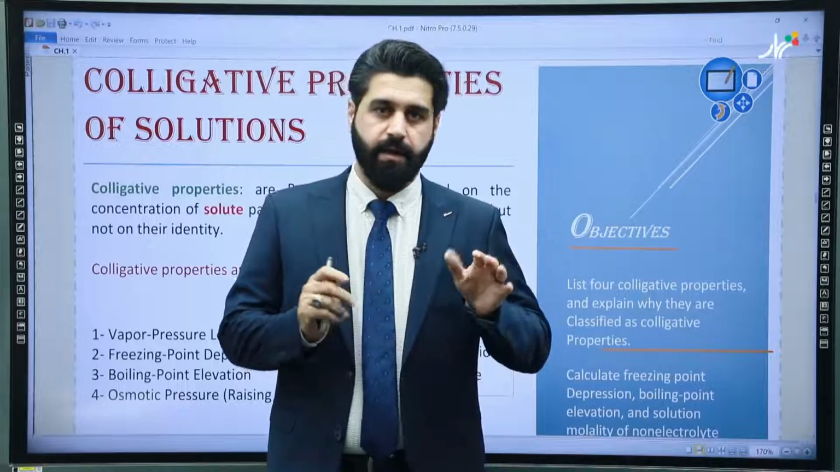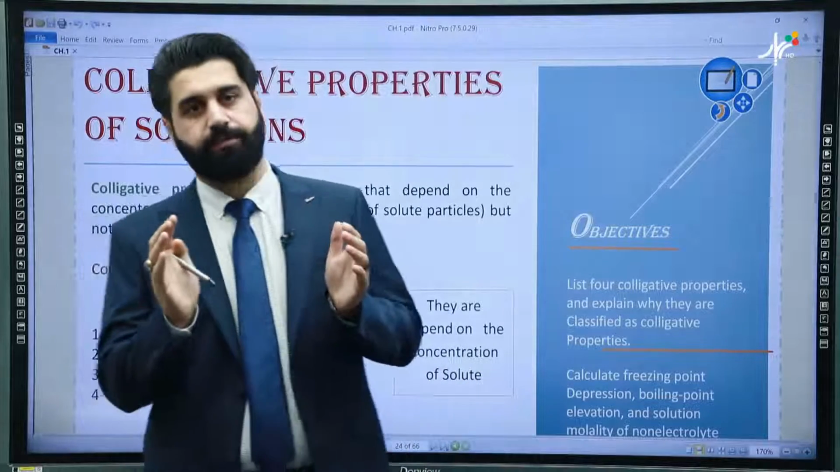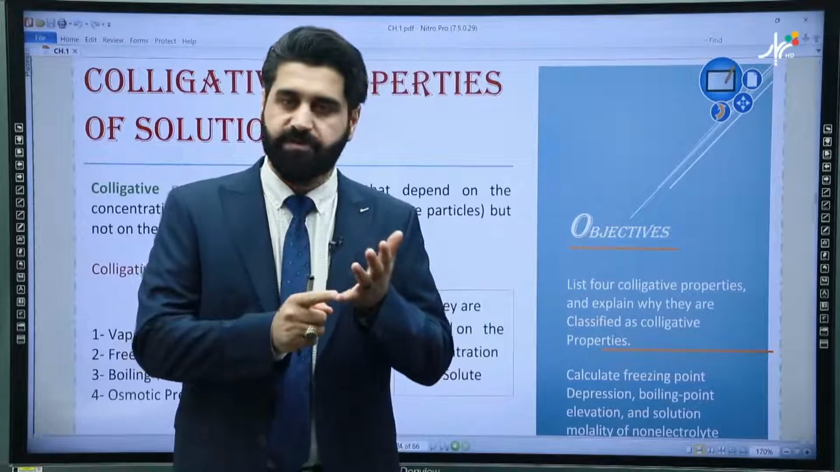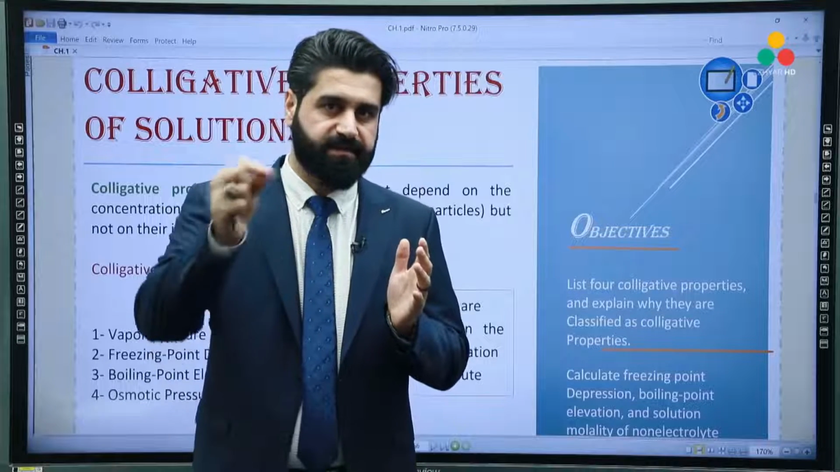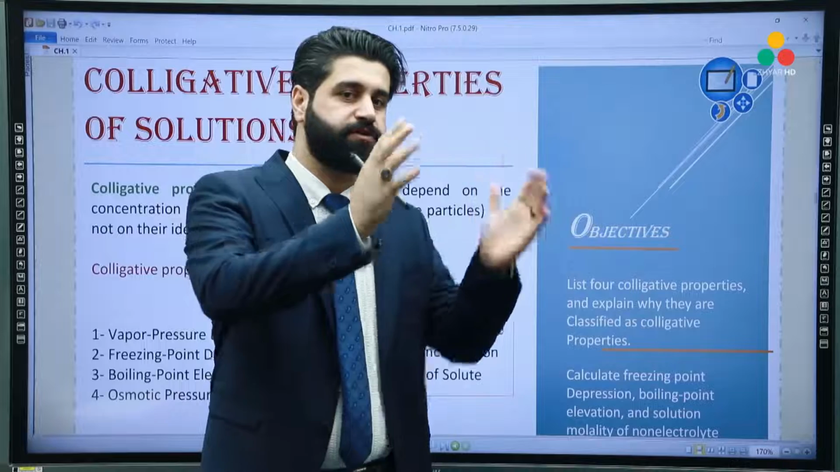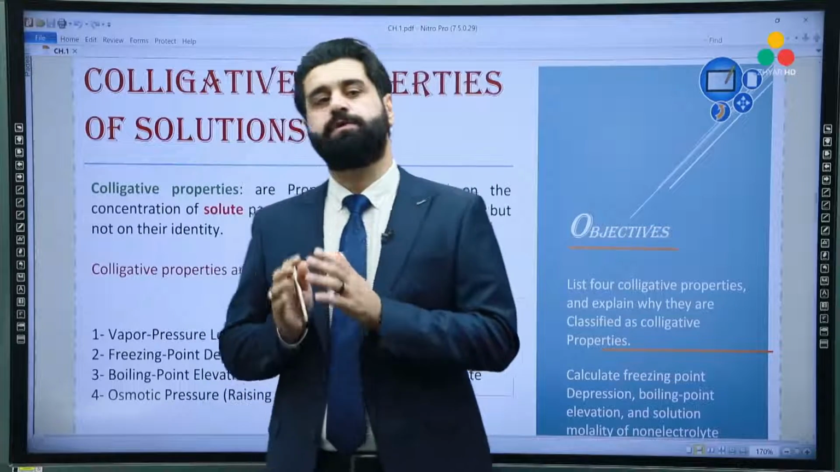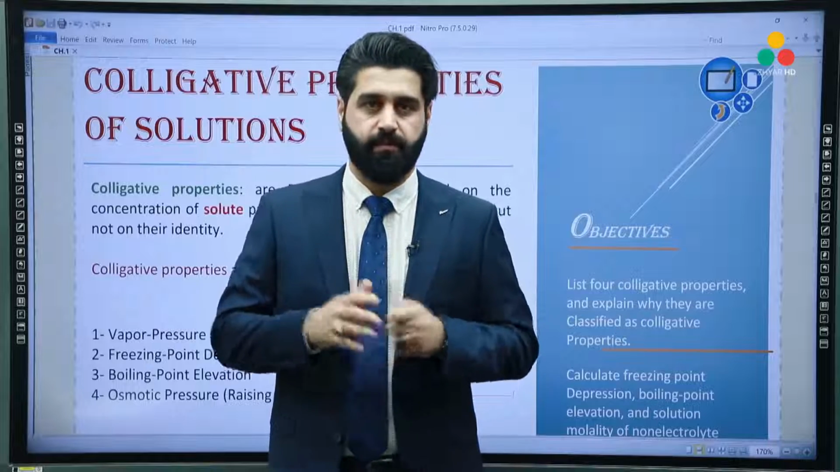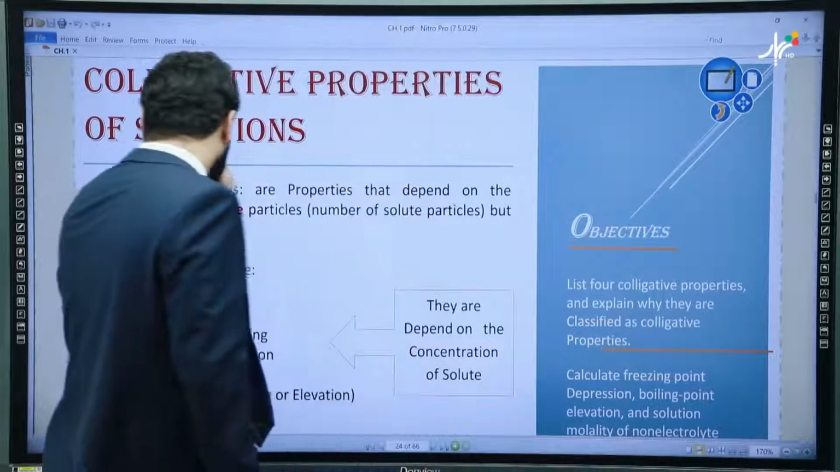Anywhere, we're going to compare between a pure solvent and the same solvent, but after something is dissolved in it to produce a solution. So, comparing between pure solvent and solution is our main goal in terms of colligative properties.